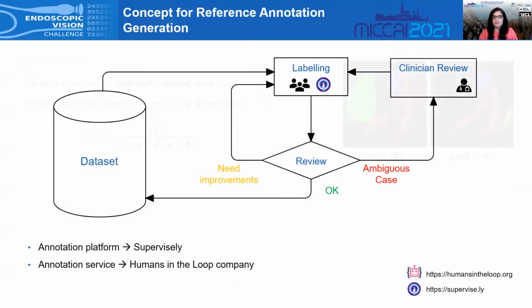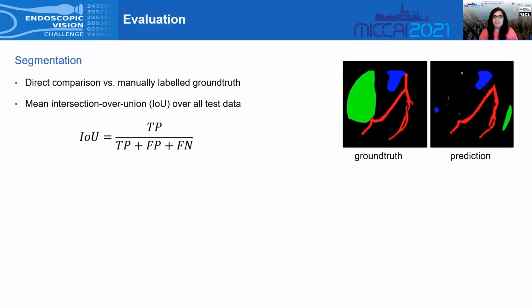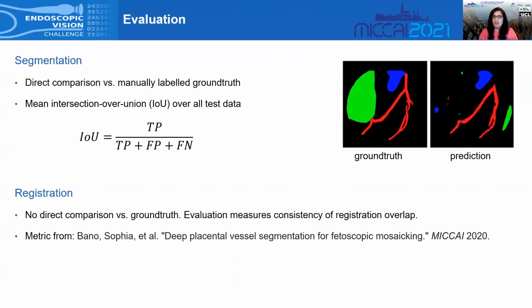For the evaluation of the segmentation task, since the ground truth was available, we can directly compare the predicted labels with the ground truth labels to quantitatively evaluate the performance of the segmentation model. We use the mean intersection over union as a measure over all test data for this purpose. But in terms of registration, since no ground truth is available because these videos are recorded in an in vivo setting and from a monocular camera, we looked into evaluating the consistency of the registration overlap. We used the metric that we presented in our last year's MICCAI paper for the purpose of quantitatively evaluating the registration.